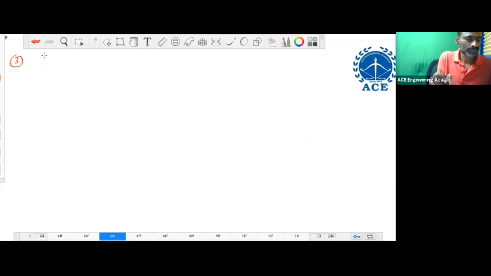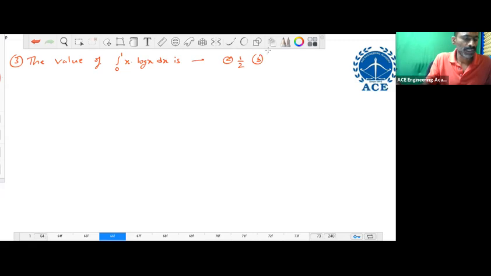Third problem. The value of integral 0 to 1 x into log x dx is: option A 1 by 2, option B 1 by 4, option C minus 1 by 4, option D 3 by 4.